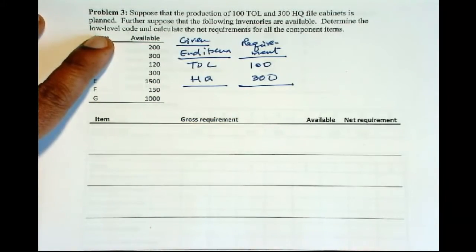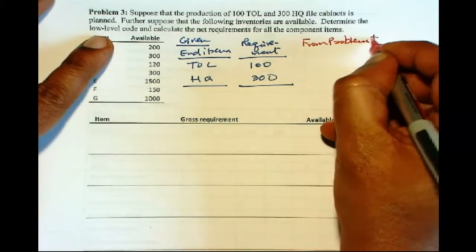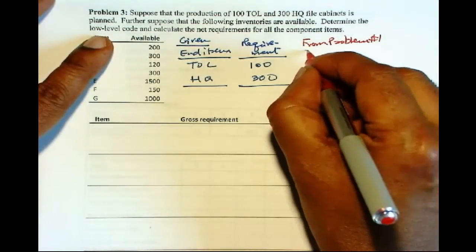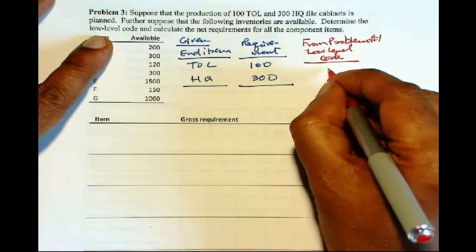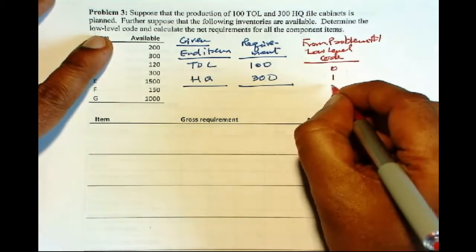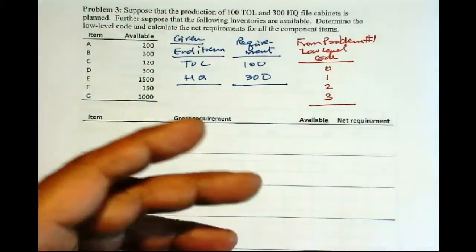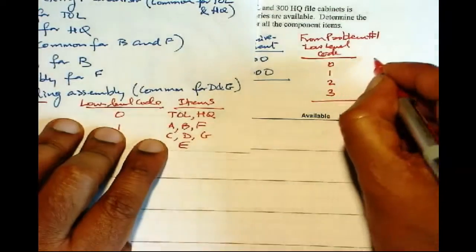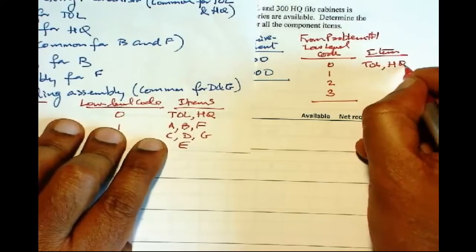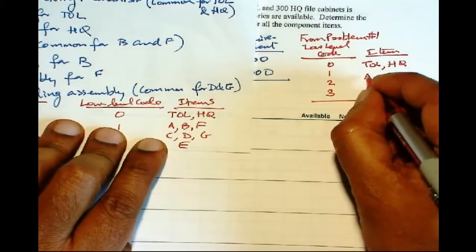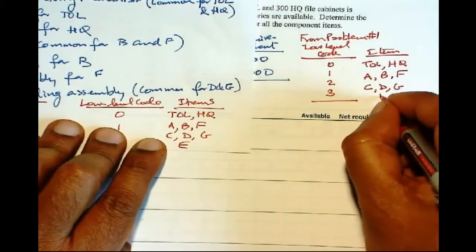And we also know from problem number 1, we have low level code, which is 0, 1, 2 and 3, and we have that here: items TOL and HQ, A, B and F, C, D and G, and E.